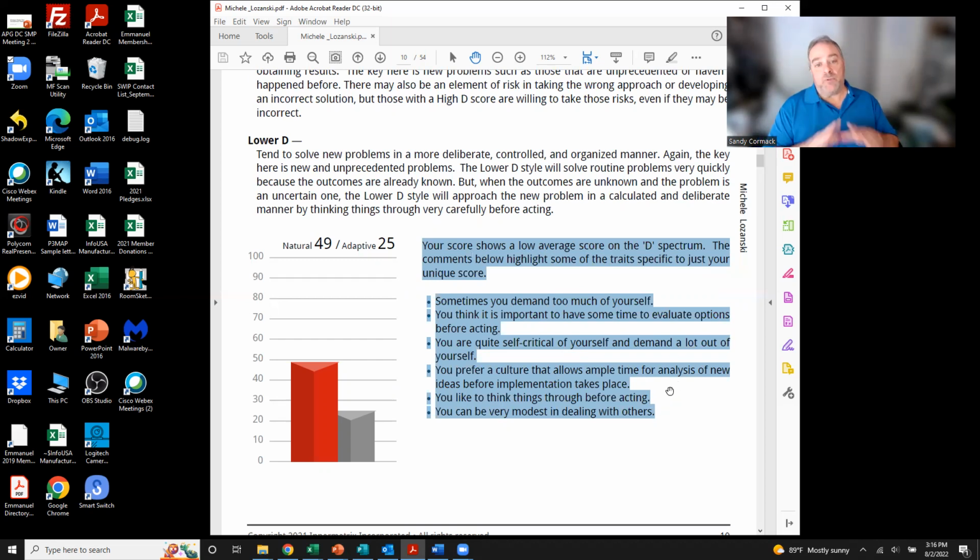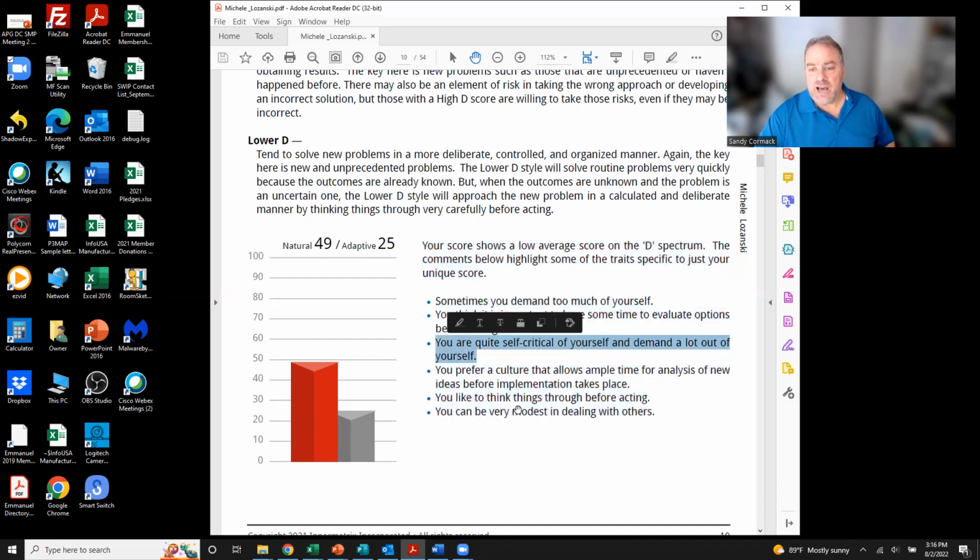What I recommend that people do is they go through each one of these 4 pages and highlight the bullets that are especially applicable to them, the ones that you connect with. So if this was your score, you might say, hey, yeah, you know what? I do tend to be self-critical. I want to highlight that. I do like to think ideas through before acting. I want to highlight that. I want to have ample time for analysis of new ideas. So I want to highlight that. It enables you to take that unique score and make it apply to you in a way that you really connect with.